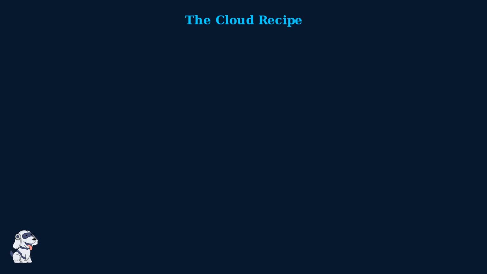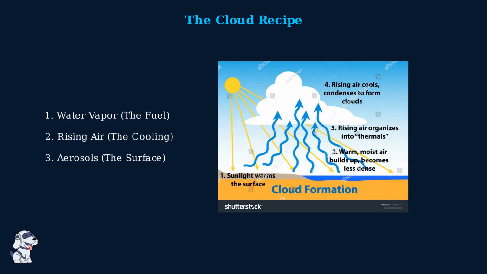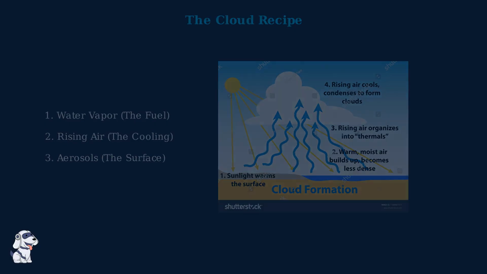Cloud formation is a thermodynamic process, essentially a recipe for atmospheric change. To create a cloud, nature requires three essential ingredients. First, water vapor acts as the fuel. Second, rising air provides the cooling necessary to reach the dew point. Finally, microscopic aerosols, or cloud condensation nuclei, provide a surface for vapor to transition into liquid. Combined, these components allow invisible vapor to manifest as the clouds we see in the sky.